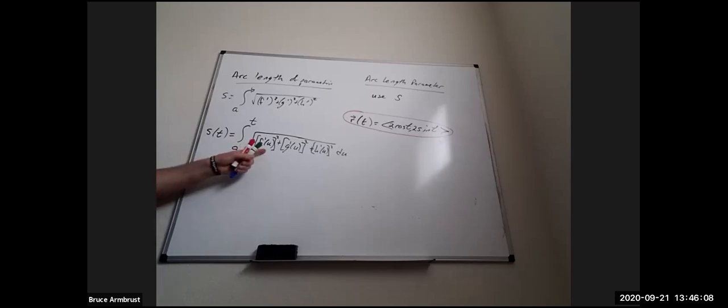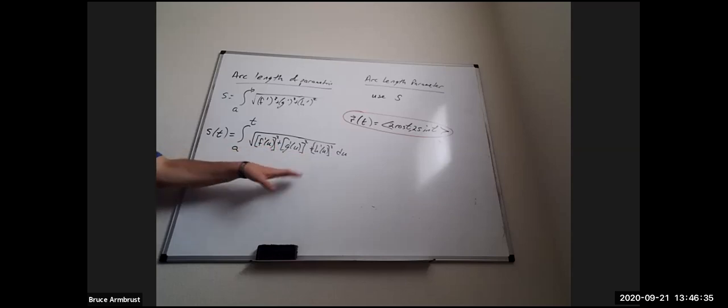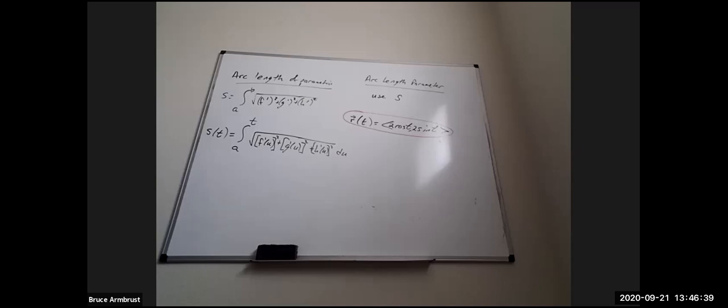So u is what we call a dummy variable. We just put it there because we know we need something, right? We need a variable of integration, but we don't want it to be t, because t is reserved for where we're ending. Okay, so that's going to be where we end up. So that's why we put in that u, but otherwise it's got exactly the same structure. And this is how we can actually find s.